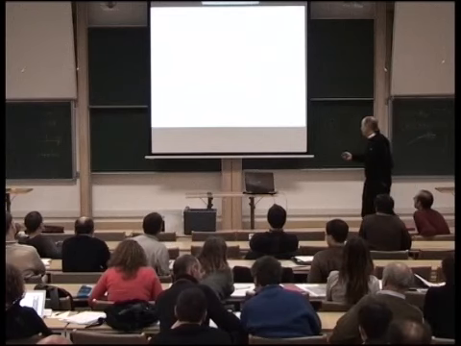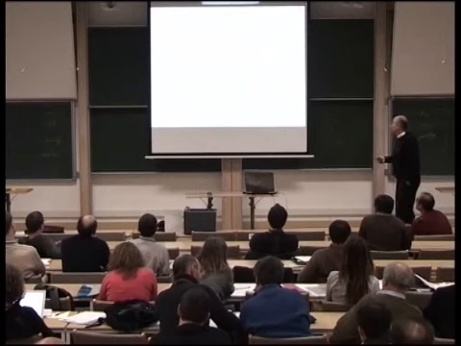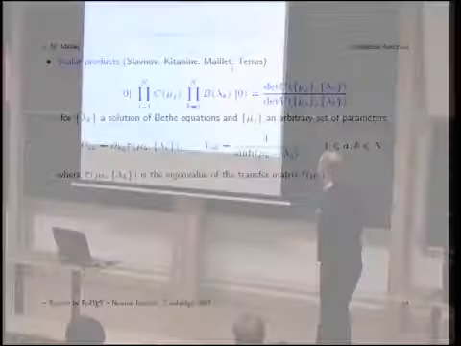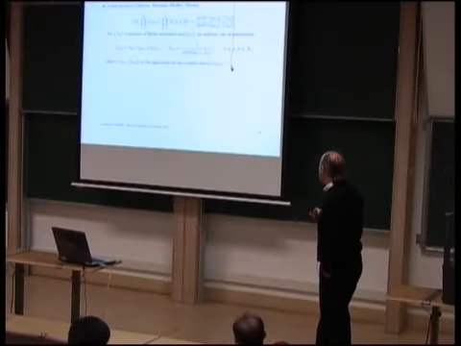Okay, and then the last problem you need to solve is the scalar products. When you act with your local operators on an eigenstate, you get a sum of states which are no longer eigenstates. So what you need to compute in the end are scalar products of eigenstates with arbitrary states. And this is given by a very nice formula, where if the set of lambdas here are a solution of the Bethe equations and mu are arbitrary parameters, you can compute such scalar products as a ratio of two determinants.